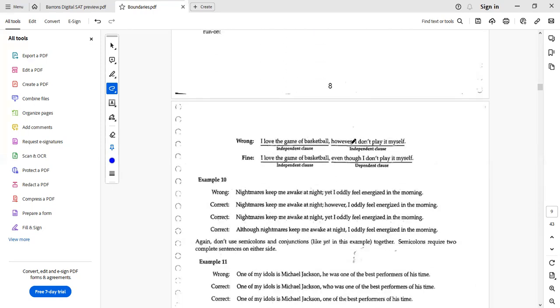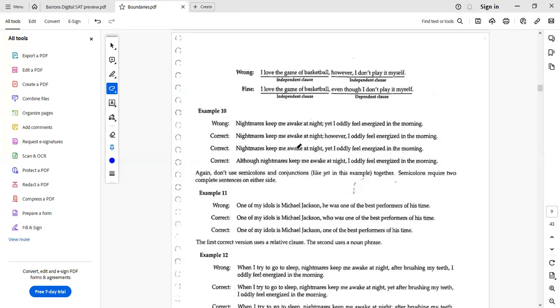I love the game of basketball. However, I don't play it myself. Two independent clauses. However is nothing; however is an adverb. So you have to put a semicolon, or comma FANBOYS, or change one of them to be dependent. Another example. Nightmares keep me awake at night. Semicolon yet. Wait. You told me that a semicolon will not be used with a conjunction. So this is wrong. So you have to put only a semicolon, or comma FANBOYS, comma yet, not semicolon yet, or change one of them to be dependent. You change the first one by putting although.